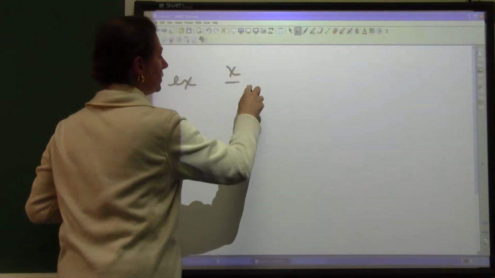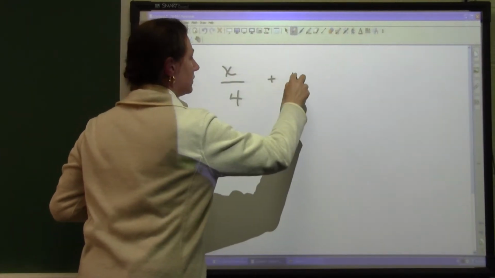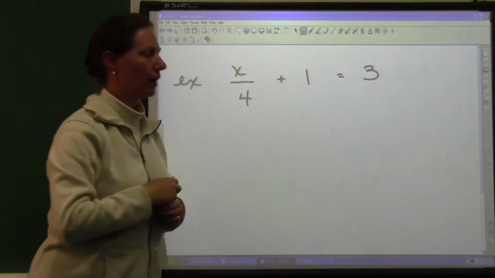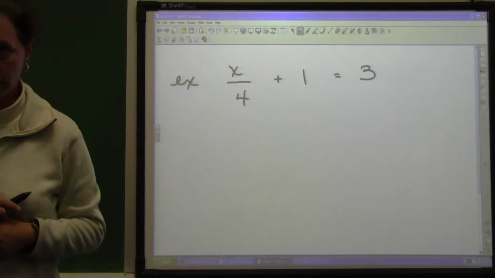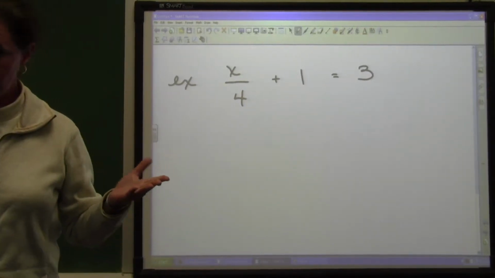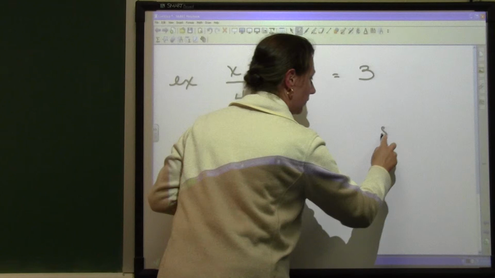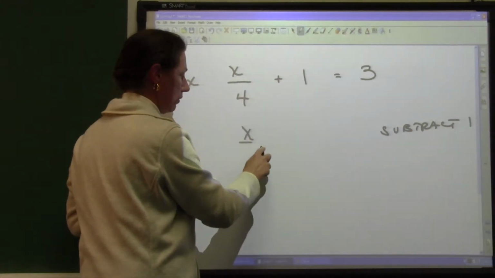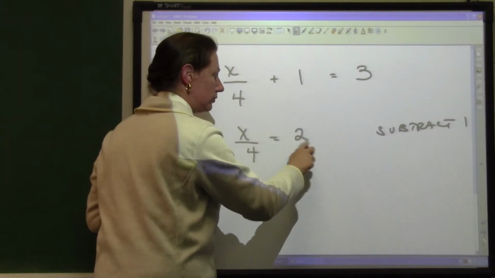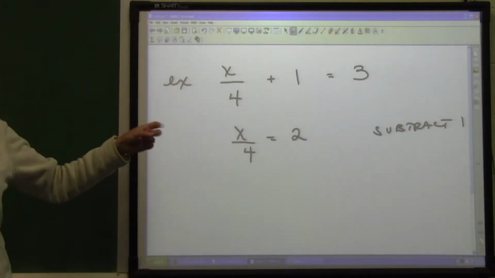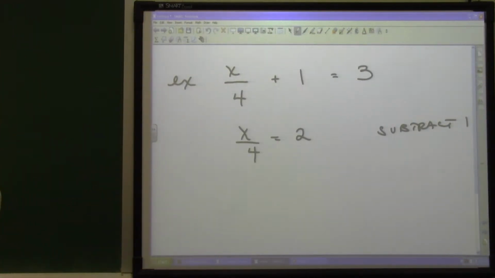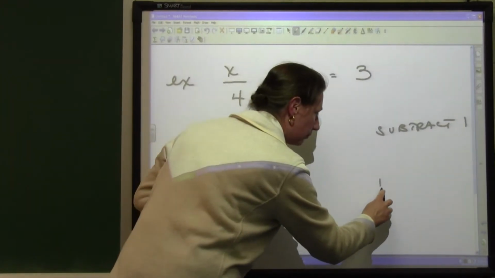Let's say we have x over 4 plus 1 equals 3. First thing we need to undo is that addition of 1. So we're going to subtract 1. Subtracting 1 from both sides leaves us x over 4 equals 2. Next thing, ask yourself, what is happening to the variable? The x here is being divided by 4, so in order to undo that, we need to multiply by 4. We're performing the inverse operation.